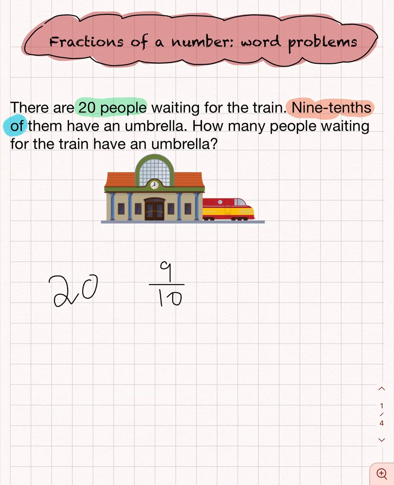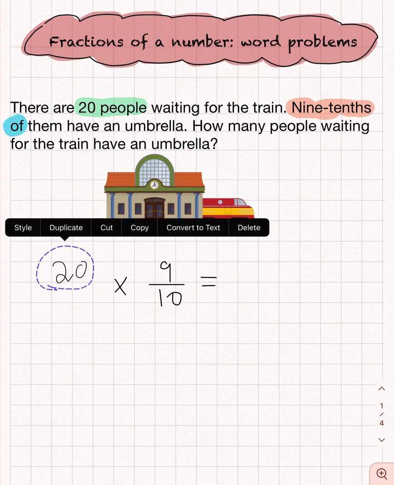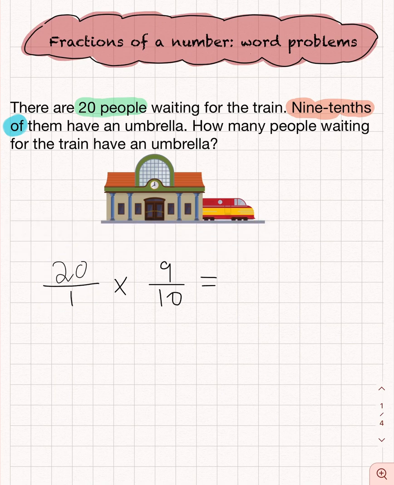So let's do some multiplication here. 20 times 9/10 will give us the answer. How do I multiply a whole number times a fraction? Well, it's the same as multiplying a fraction times a fraction if I turn that whole number into a fraction first. So to do that, I'm going to write it as 20 over 1. It's 20 wholes. That 1 in the denominator tells us it's a whole.